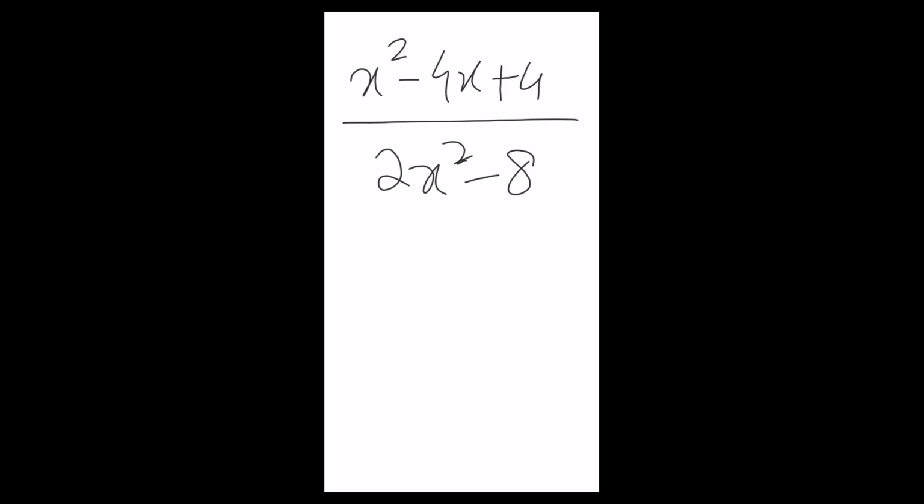I got x minus 2 and x minus 2. Very good. That's the answer. So you got x minus 2 and x minus 2. Now put them aside. We move towards our denominator now.